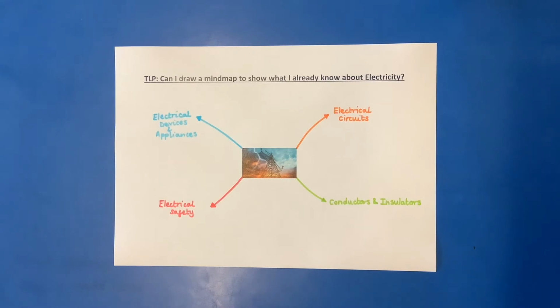Don't worry if you're in the pit, because these are the things we're going to be learning this term once you're back in school. Let's just see what you know so far. This first branch is quite easy, because I bet you can look around your home and think about lots of different electrical appliances that you use every day. You could write them or you could draw some pictures. I'm just going to write them for now.